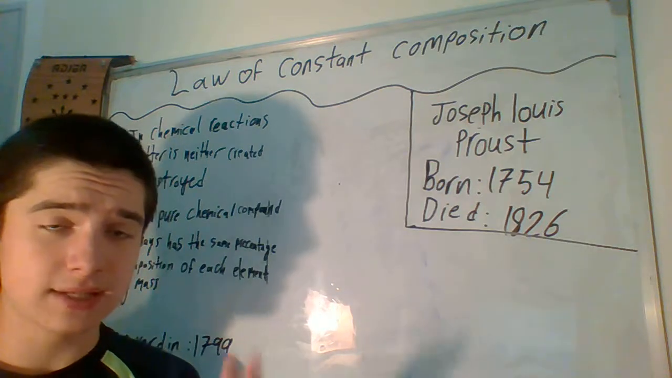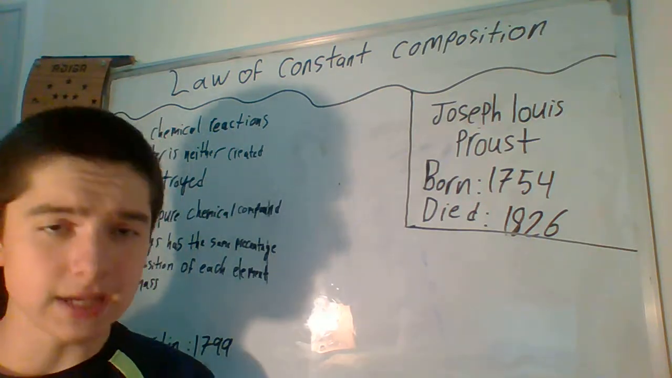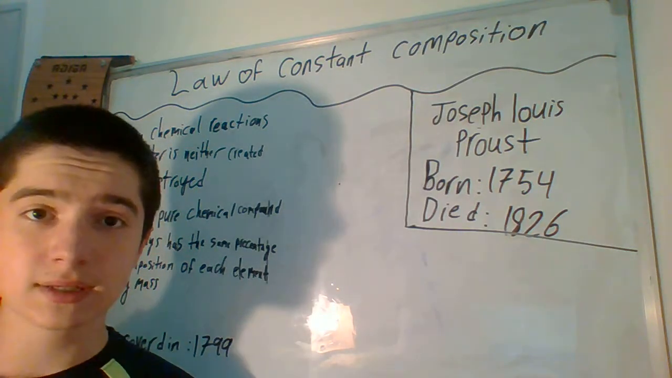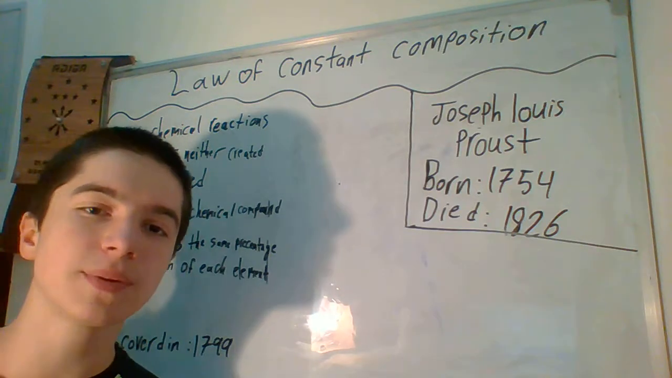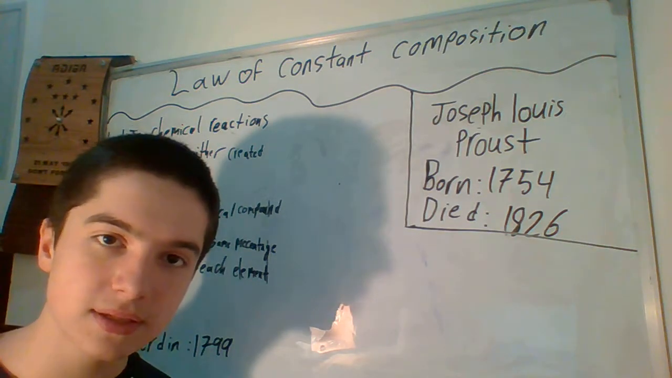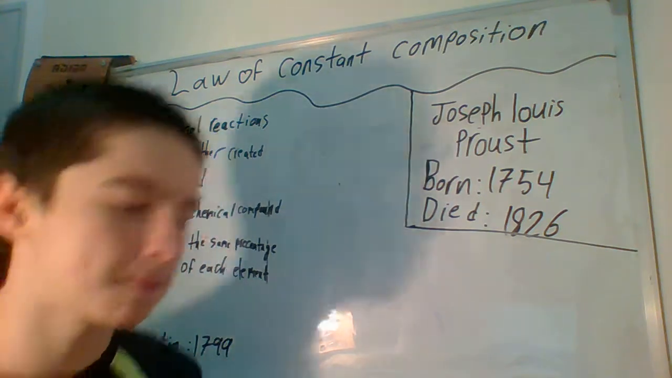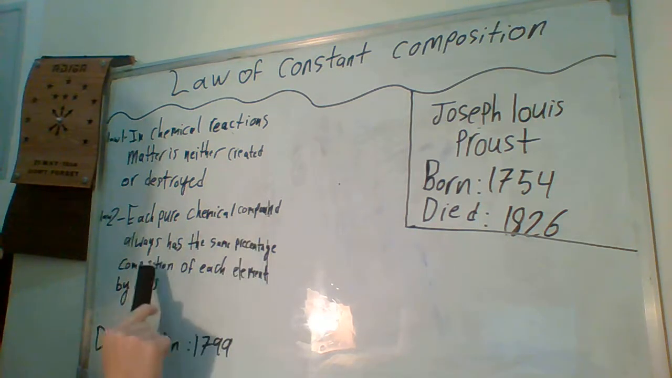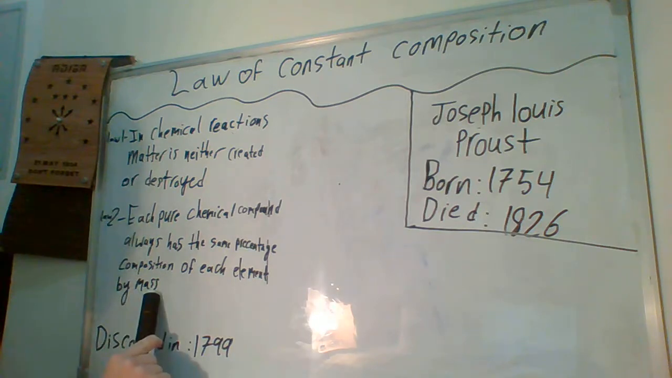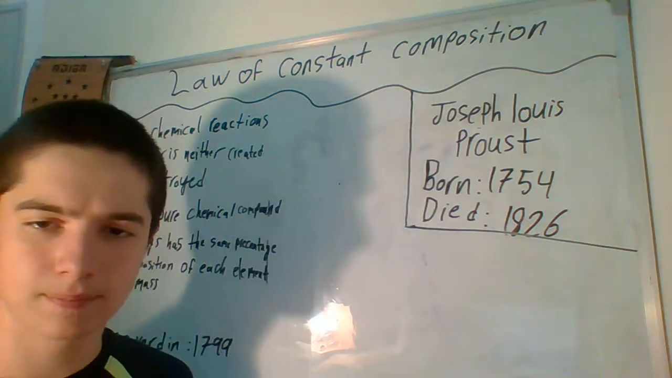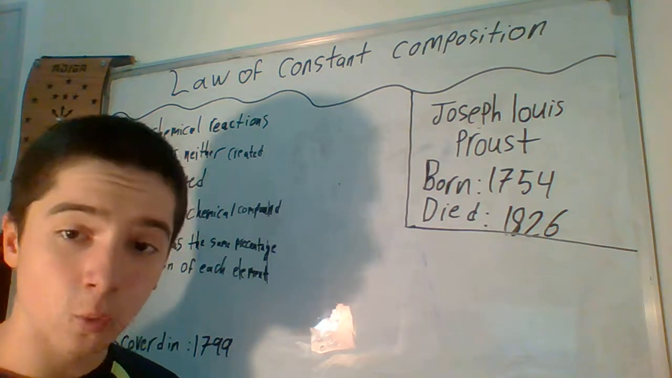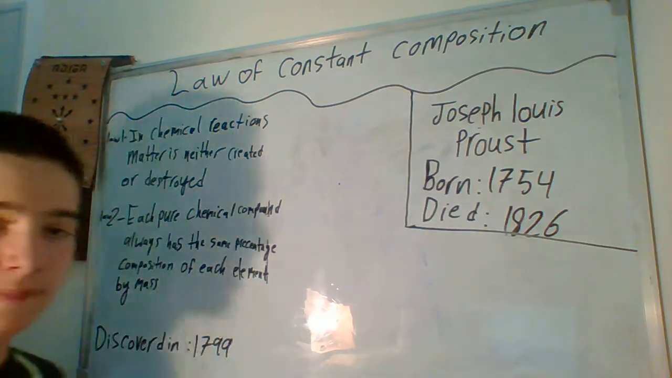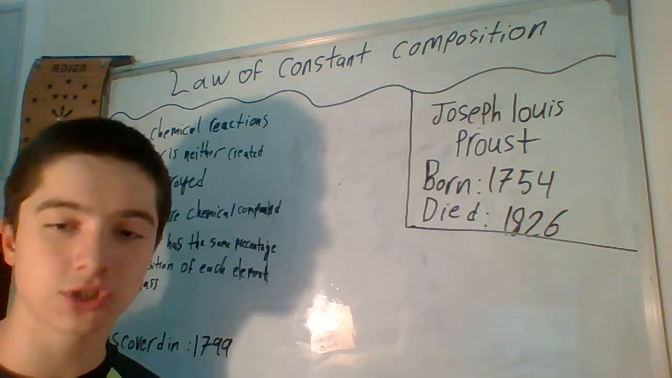The second law states that each pure chemical compound always has the same percentage composition of each element by mass. So that's the second law. Now if you didn't understand it, I have a better way to understand it. This way can prove that both of those laws are correct, and it's also much easier to understand.